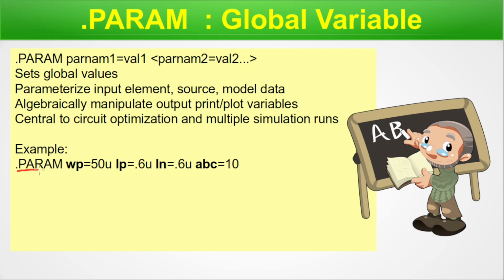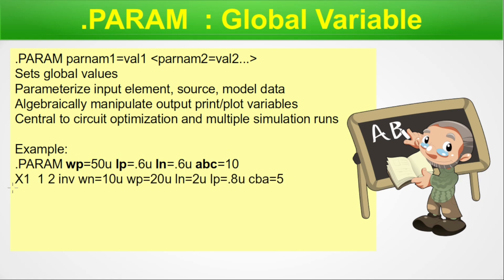First, here we write the parameter WP equal to 50 micro, LP equal to 0.6 micro, LN equal to 0.6 micro, ABC equal to 10. You can see these are in bold. So upcoming lines will have all these parameters and they will be in bold. So watch out for the upcoming lines.